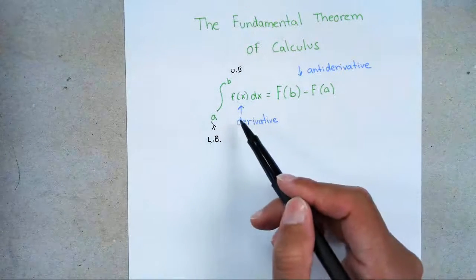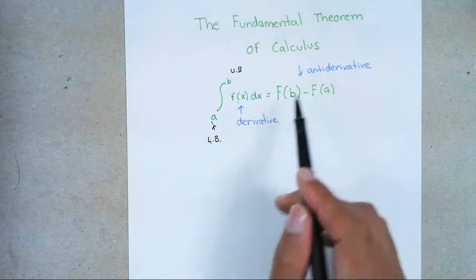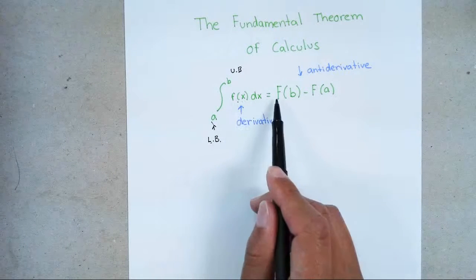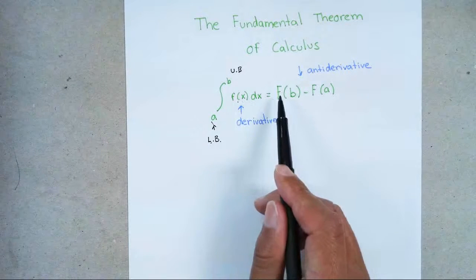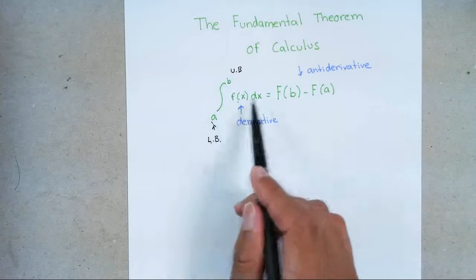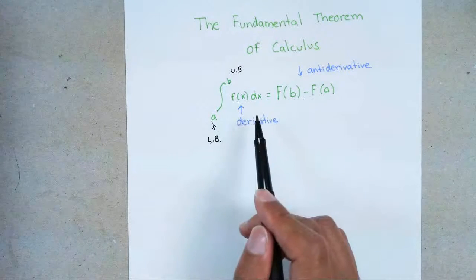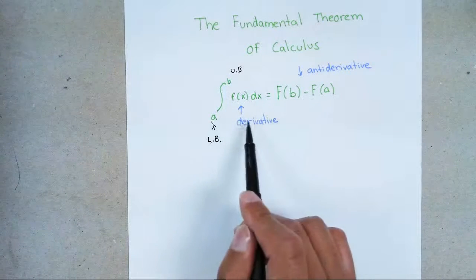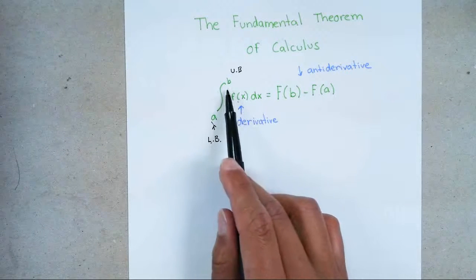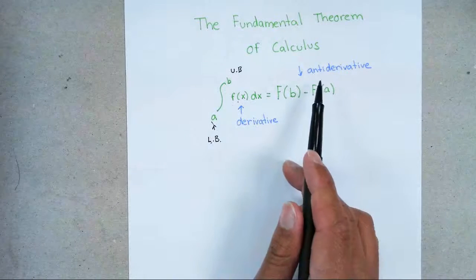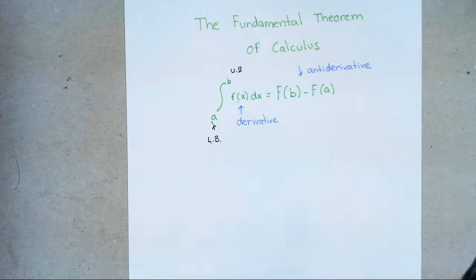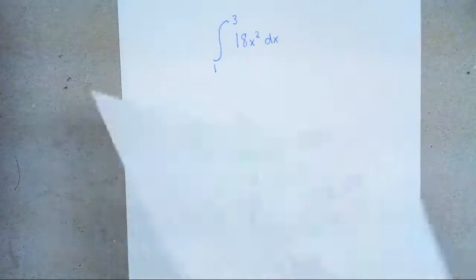Now, in order to find this, you have to find the antiderivative. So you're going to find the antiderivative of f of x, which is capital F, but then your next step is to plug in the b, and then plug in the a, and then subtract those two answers. So you find the antiderivative of the derivative, plug in b, plug in a into your antiderivative, and then subtract those two answers. Okay? So we're going to go ahead and get started.